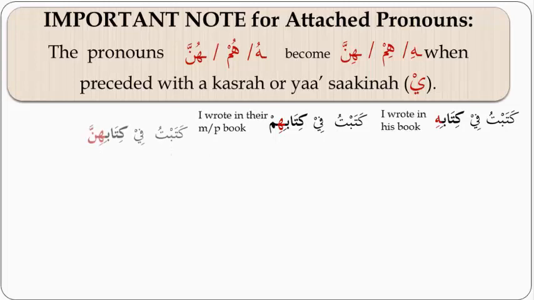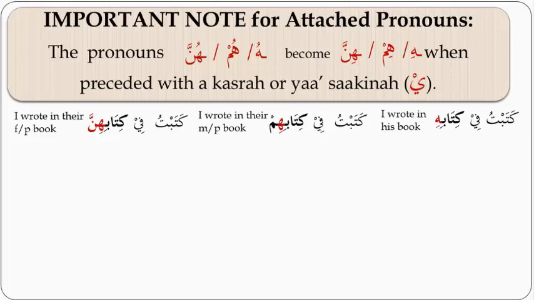Now we have the final example here. Katabtu fi kitabihinna. As we said, the kitab takes a kasra because of the fi that comes before it. We know katabtu means I wrote. So katabtu fi kitabihinna. The hinna there also means their, but it is feminine plural. So how do we translate it? I wrote in their feminine plural book. I wrote in their book, and the hinna means feminine plural.